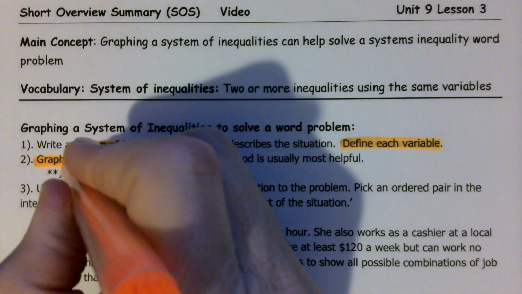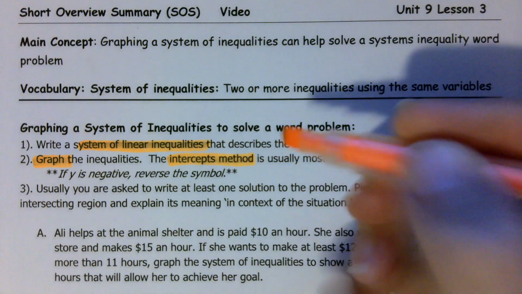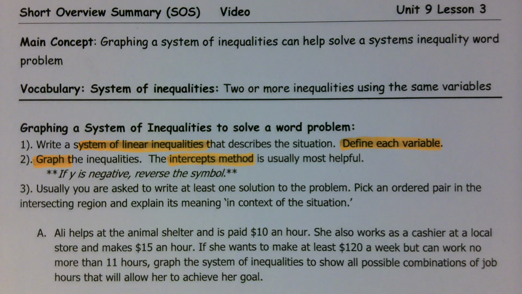Then we're going to graph the inequalities. Usually we're going to use the intercepts method instead of the slope-intercept method. This intercepts method is usually the most helpful. Just remember, if y is negative in your inequality, then we're going to reverse the symbol when we shade.